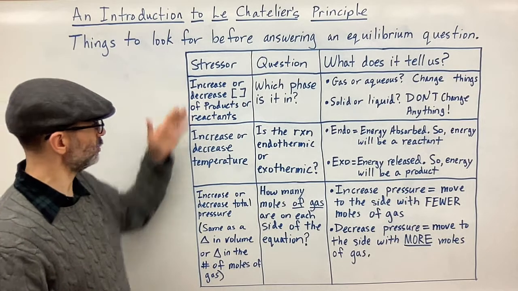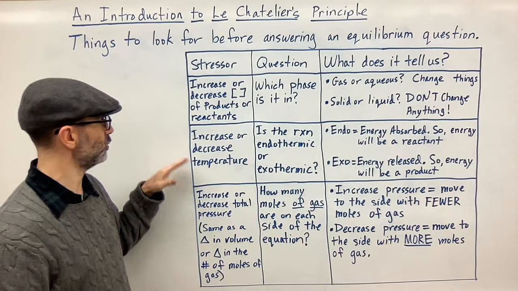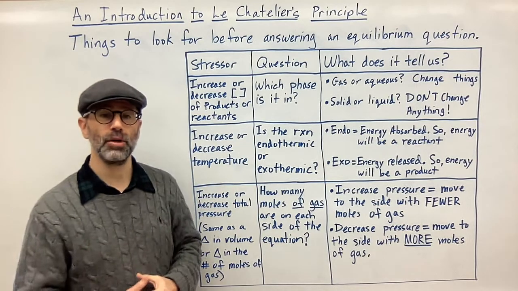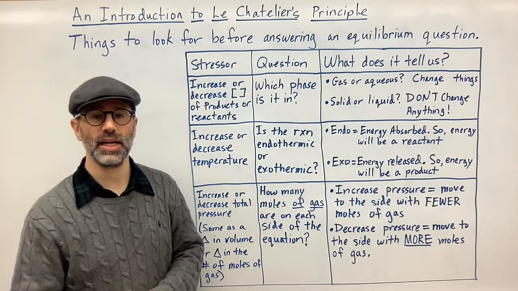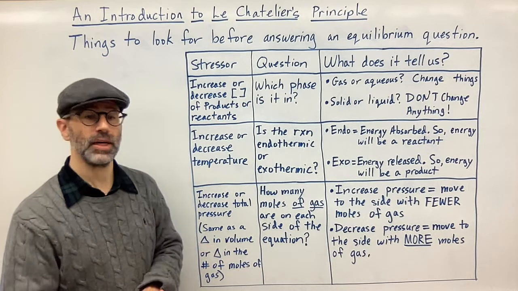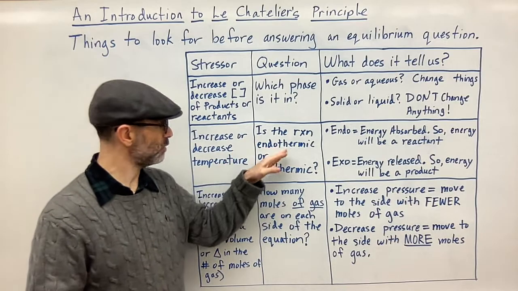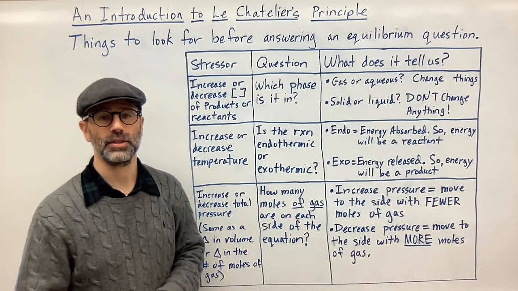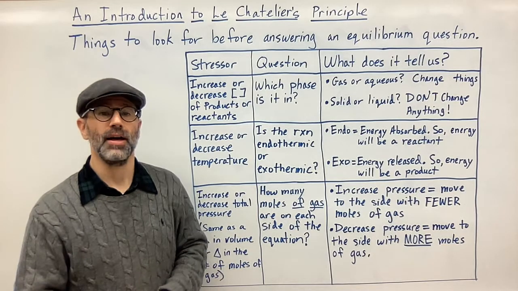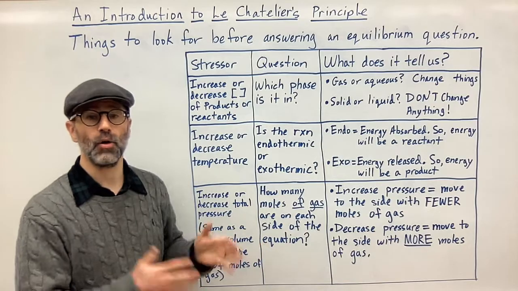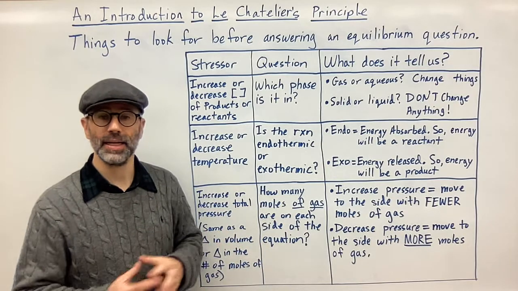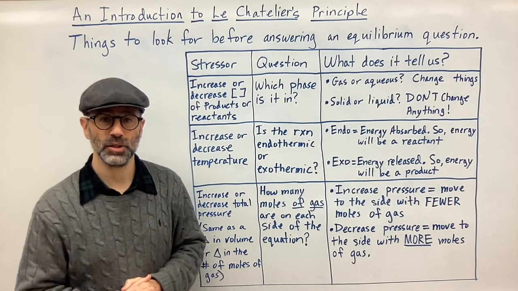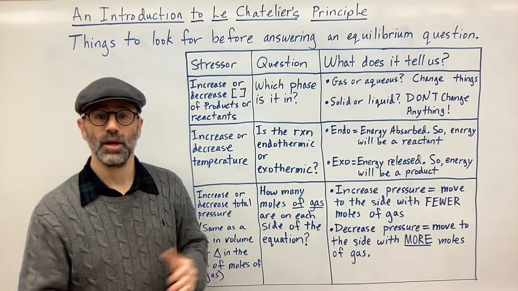Okay, so the next stressor, that's the first stressor. The second stressor is an increase or decrease in temperature. So if the question is indicating that there's a change in temperature, then the question you need to ask yourself is: is the reaction an endothermic reaction or is it an exothermic reaction? That's going to be important because if it's exothermic or endothermic, that's going to help you figure out which way Le Chatelier's principle is going to tell you to go, right?